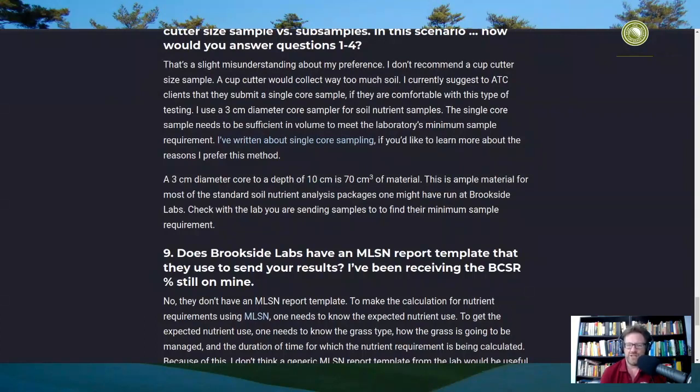I currently suggest to ATC clients that they submit a single core sample if they are comfortable with this type of testing.